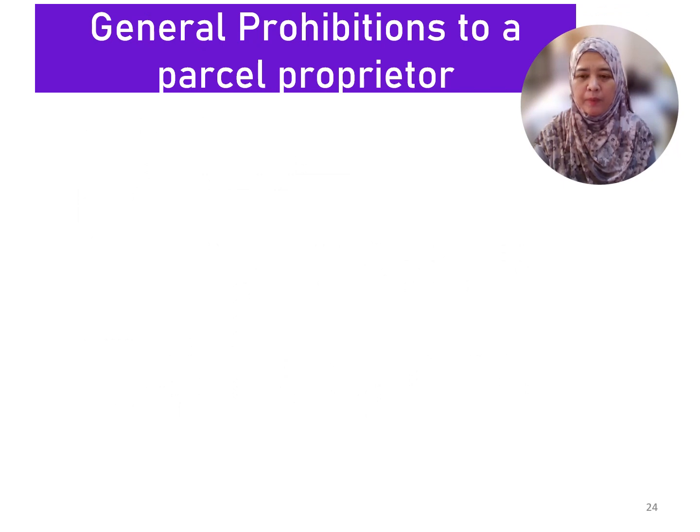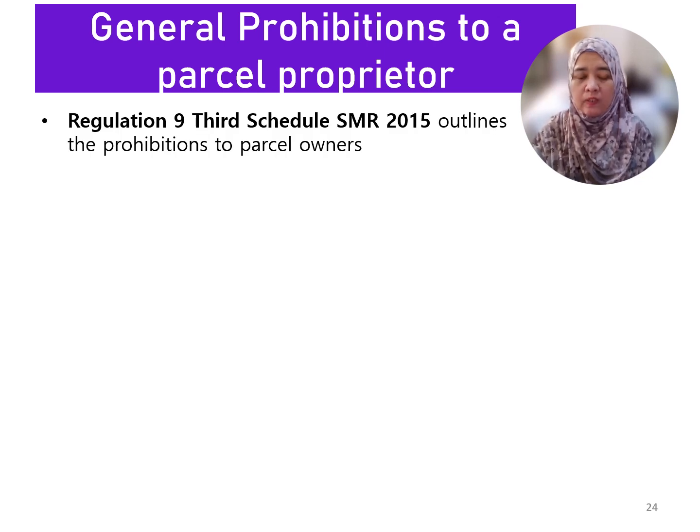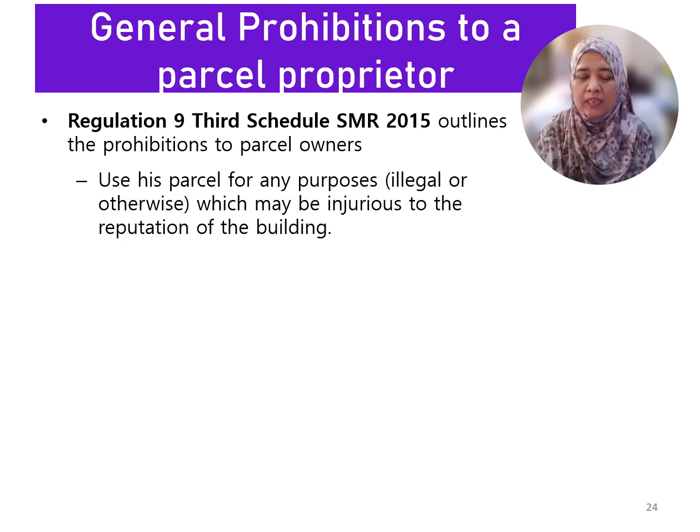Now, general prohibitions are certain restrictions lah, that are applicable to all parcel proprietors. So what are some general prohibitions to a parcel proprietor? So these are outlined by Regulation 9, okay, third schedule SMR, okay, some of the prohibitions. The first one, the parcel owner or parcel proprietor cannot use his parcel for any purposes, which could be illegal, which may be injurious to the reputation of the building.